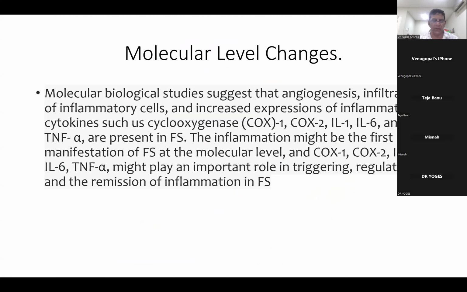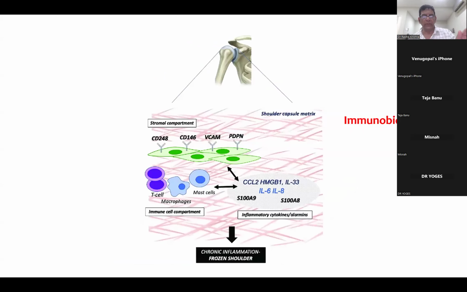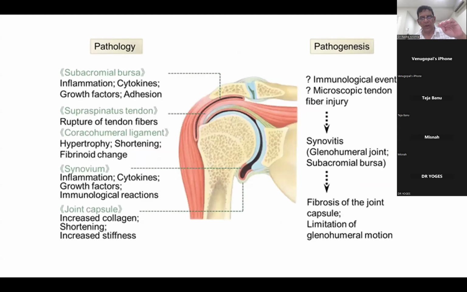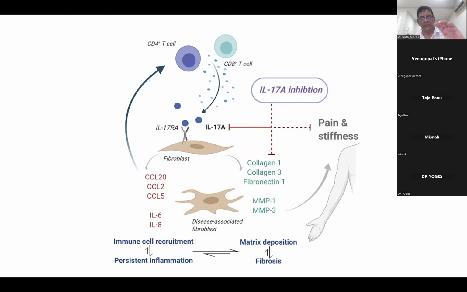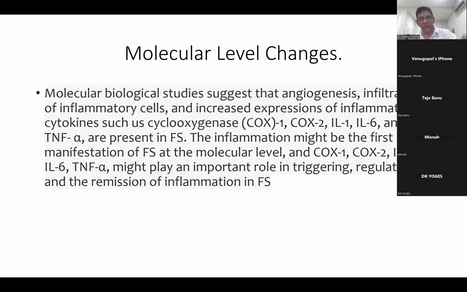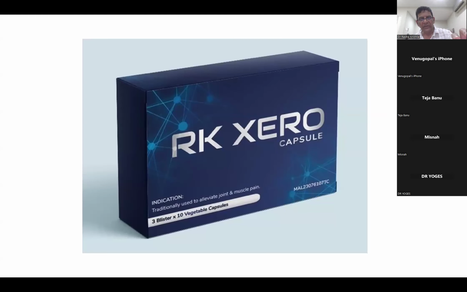So all these factors are at work in the frozen shoulder, and we are trying to overcome them using non-steroidal anti-inflammatories. That is why it's important to have a non-steroidal anti-inflammatory along with the physiotherapy. The improvement is very, very fast. Then if you look from a different perspective, immunobiological, you can see there are immune cell components, inflammatory cytokines. For this reason, from the past 3 slides, we go back one by one. For all these inflammatory cytokines, I'm using RK0.